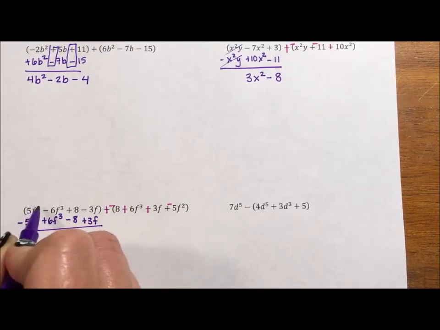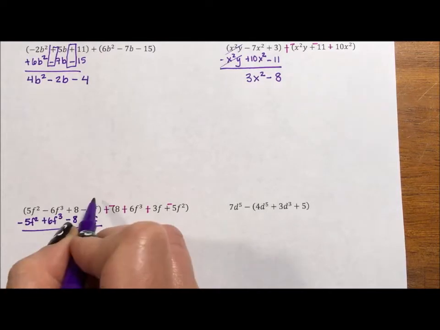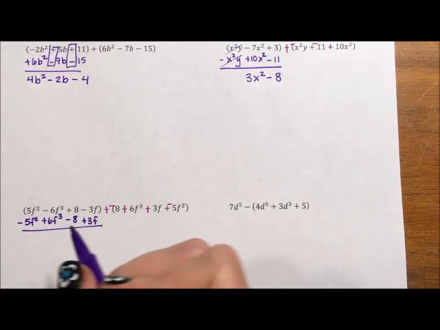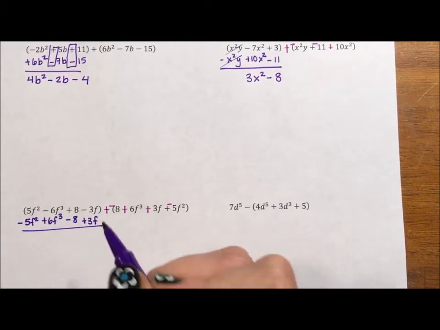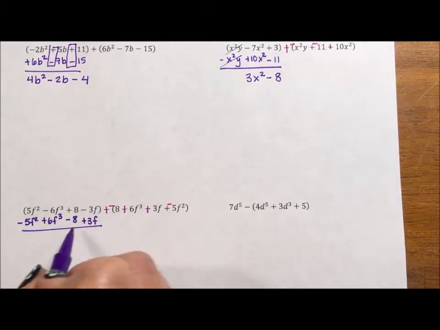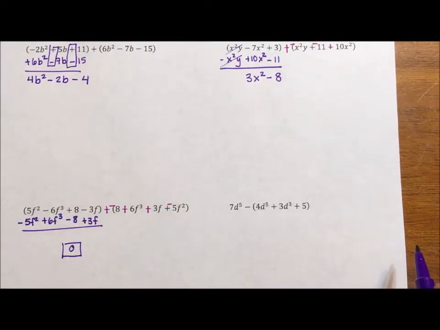When I add down, that cancels, that cancels. And when I say cancel, what I mean is it adds up to 0. 5 minus 5 is 0. Negative 6 plus 6 is 0. 8 minus 8 is 0. Negative 3 plus 3 is 0. Equal but opposite, this just equals 0.